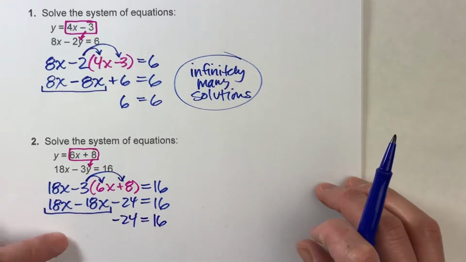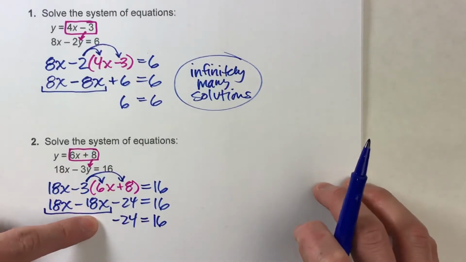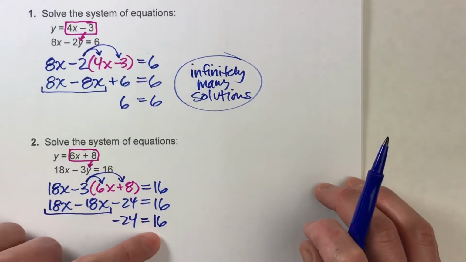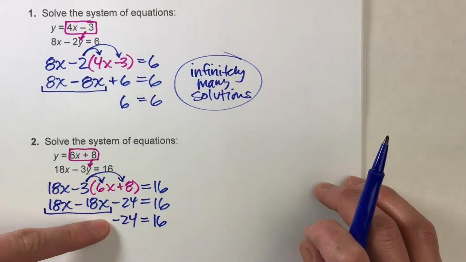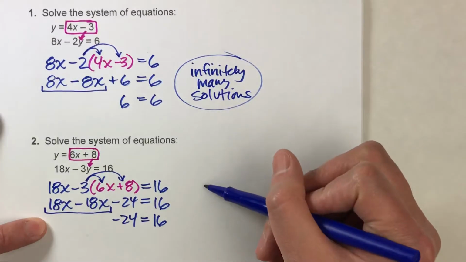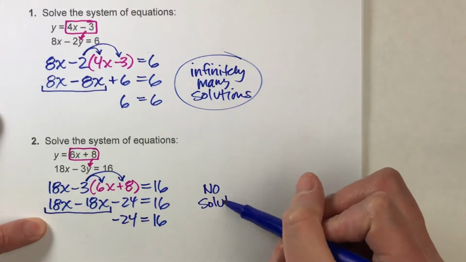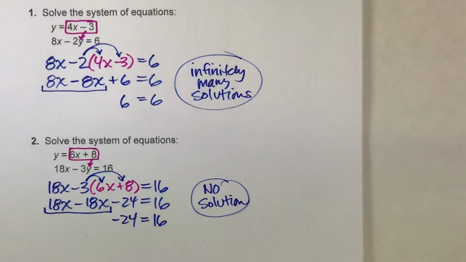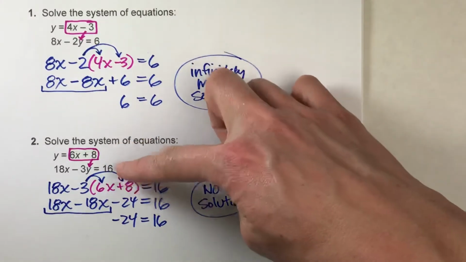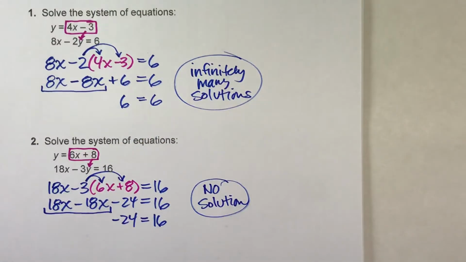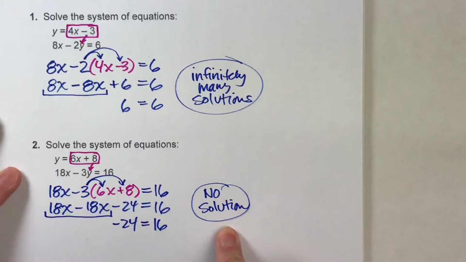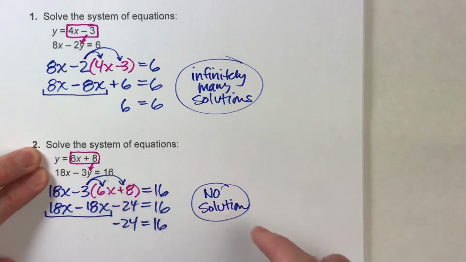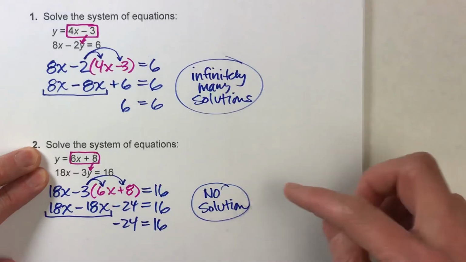So we have an equation now with no x's, but this time we have a false statement. Negative 24 does not equal 16. Negative 24 can never equal 16. This is an impossible situation. So what that tells us is there is no solution. Meaning, there is no combination of x and y that would work for the first equation and also work for the second equation. There is no common solution to these. That's why we say there's no solution. So if we imagine this as a graph for these two lines, they would never intersect. There's no solution to it.